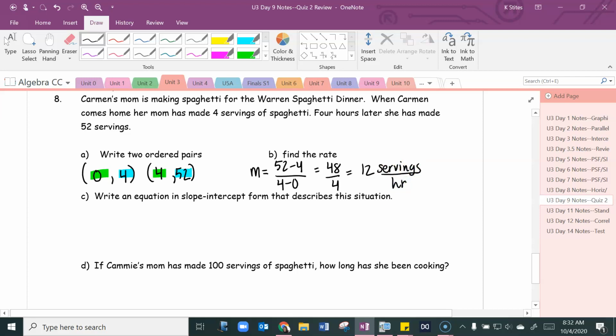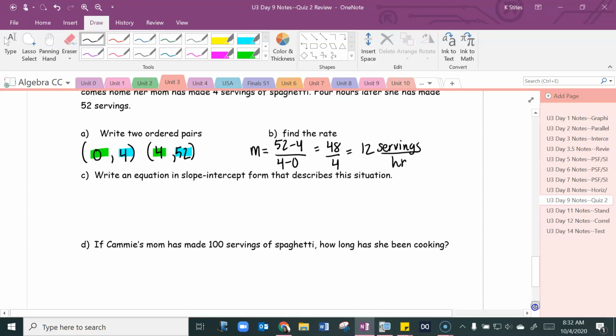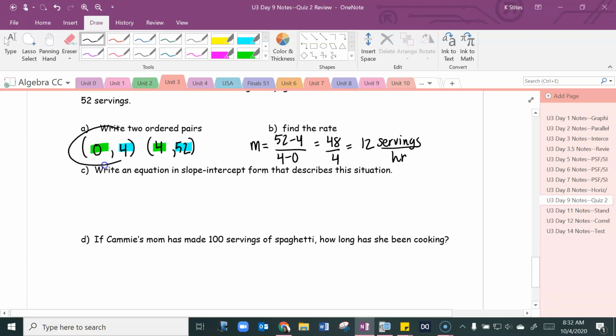Write an equation in slope-intercept form that describes this situation. Well, it's up to you. You do have your y-intercept, so we can go straight to our equation if we would like, because again, slope-intercept is y equals mx plus b. So I can go ahead and do a 12x plus my b value would be 4.